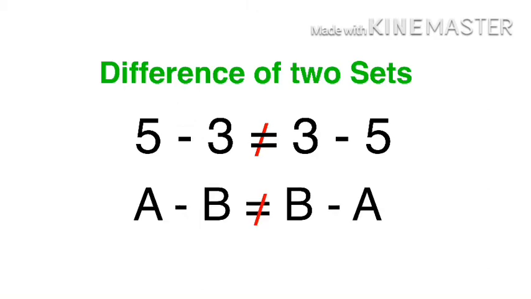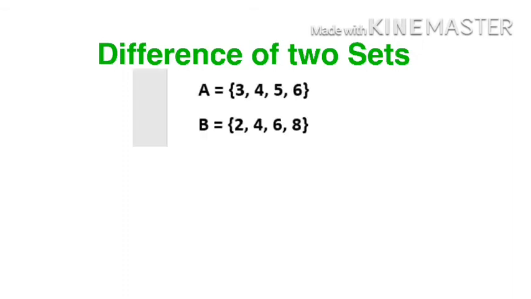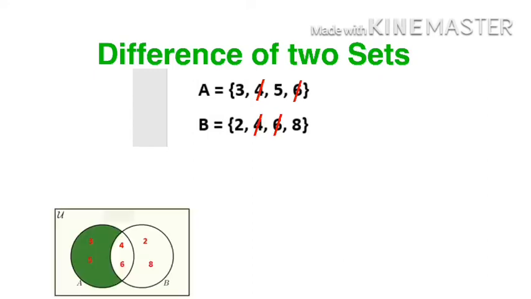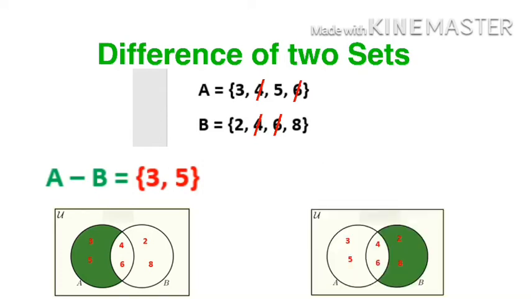For example, suppose you have these two sets. Para mas dali, atong tan-awon daan kung unsa ang ilahang common. And then, if A minus B, ilist nimo ang mga elements nga nabilin ni A. If B minus A, ilist nimo ang tanang elements nga nabilin kay B. Yun na ni. Cross out na to ang mga common. So, A minus B, unsay nabilin nga elements ni A, you have 3 and 5. Pag B minus A, unsay nabilin nga elements ni B, naa kay 2 and 8. So, yung ana ra, kasayon.